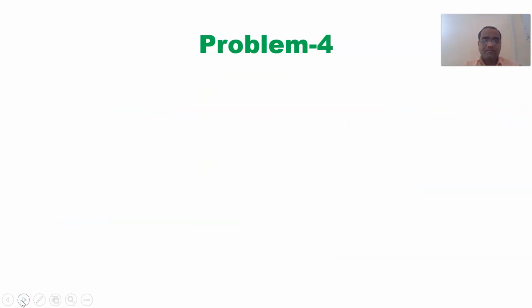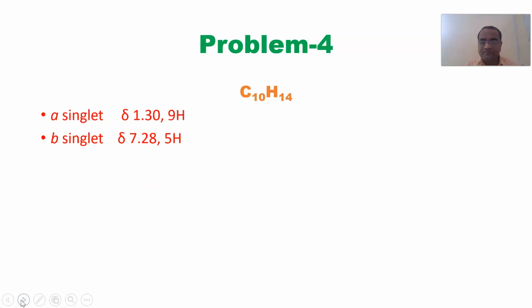Coming towards problem number 4, having a molecular formula C10H14. A signal is having delta value 1.30, 9H, and B signal is a singlet with delta value 7.28, 5H. From these delta values you can understand what type of protons they are.